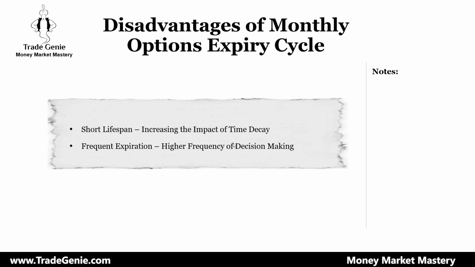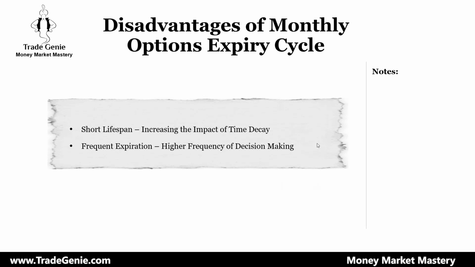Frequent expiration means a higher frequency of decision making. So in monthly options, compared to weekly, you still have a higher frequency of decision making. And I will explain the quarterly, where you have fewer decisions to make. Once you buy it, you're holding it for a quarter. For the monthly options, if you're buying October or November right now, it's not much decision to make if the stock is doing its thing. But if you're buying September, then you have to be vigilant in your trading.